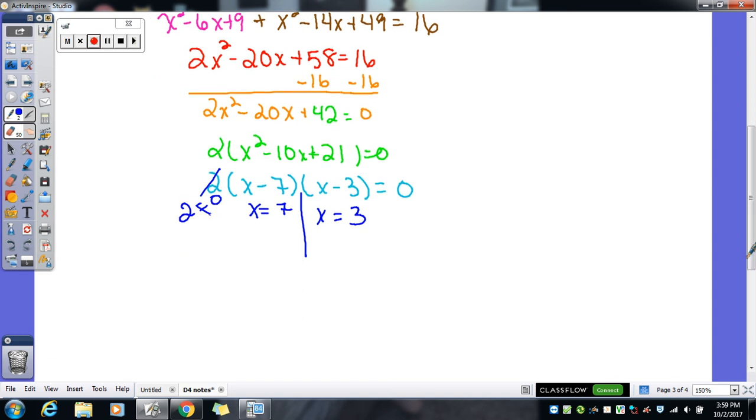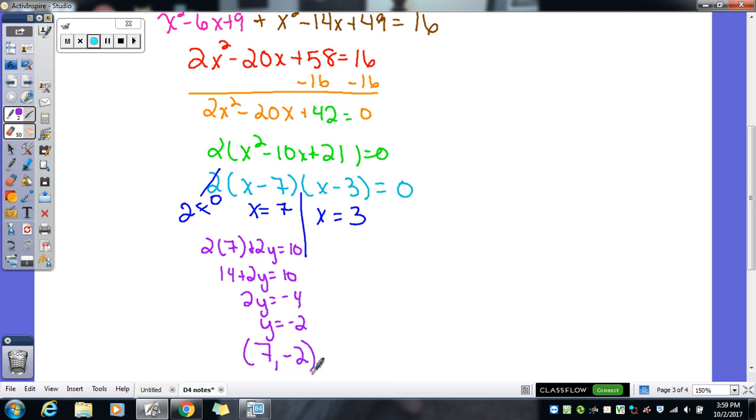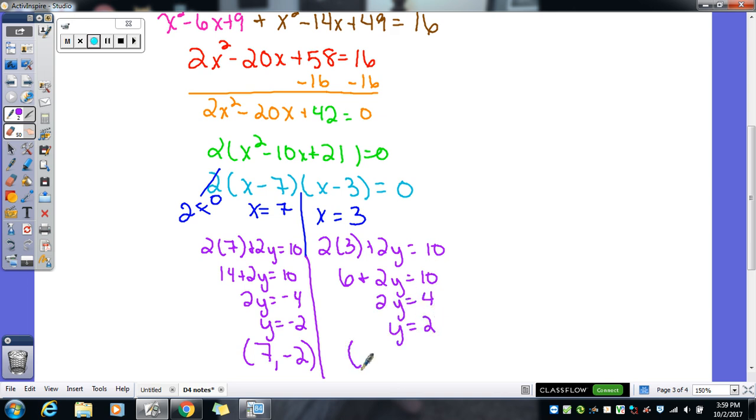So now we got to find our y values. So I'm going to plug my x in. So this gives me a 14 plus 2y equals 10. 2y equals negative 4, so y equals negative 2. So I got (7, negative 2) is one of my answers. So then over here I'm going to plug in my 3. So that gives me a 6. Subtract my 6. Divide by 2, and y equals a 2. So those are two answers, and again, you should be plugging them in and checking them and making sure they work.